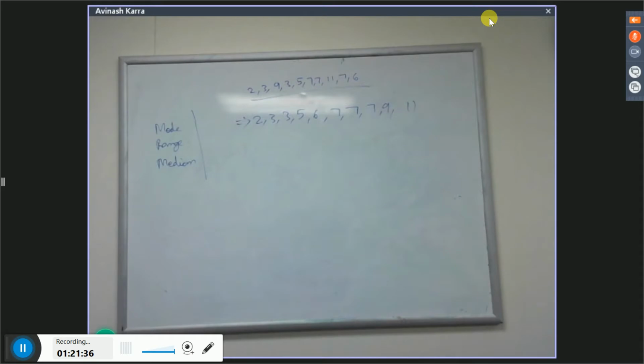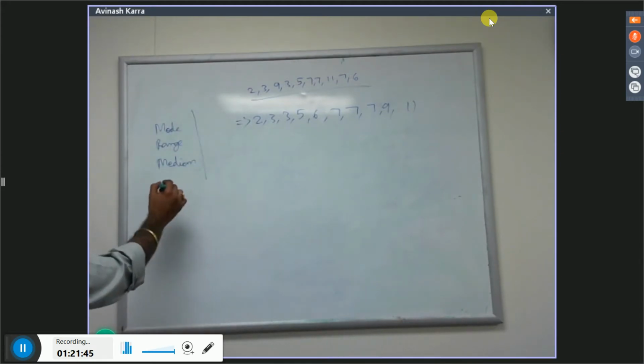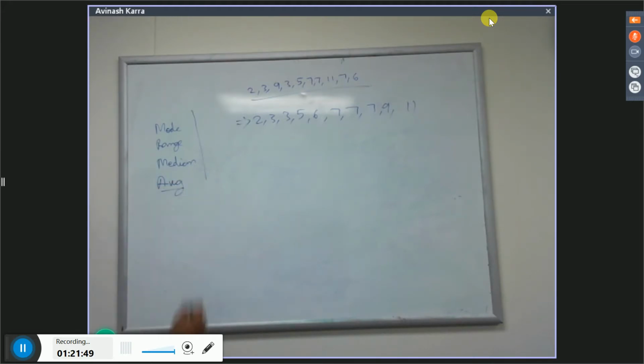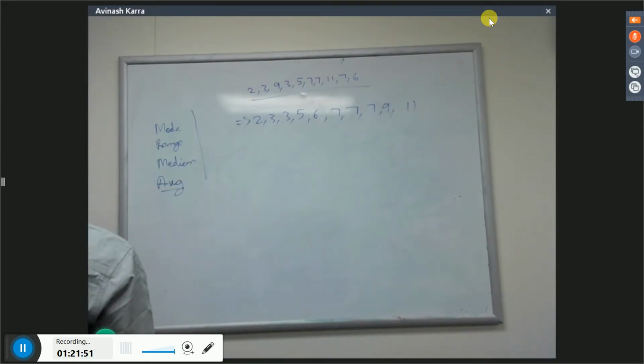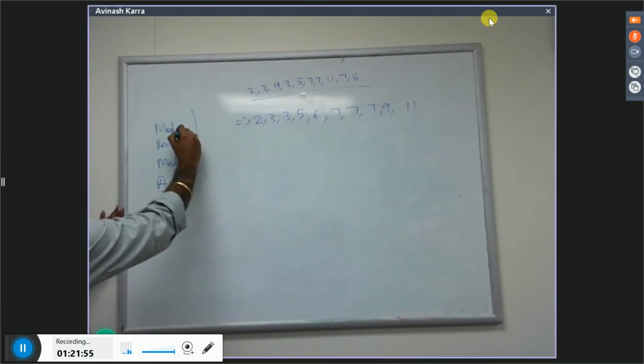Okay. So, what is mode? What is range? What is median in the sequence? And also, we can write average as usual. Let's start with mode.